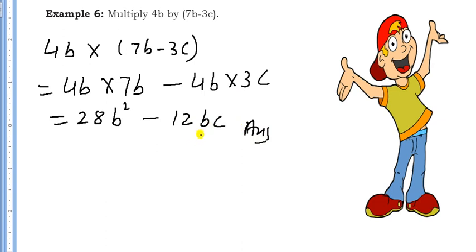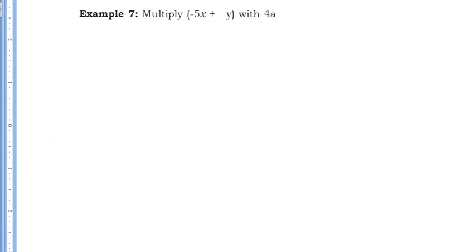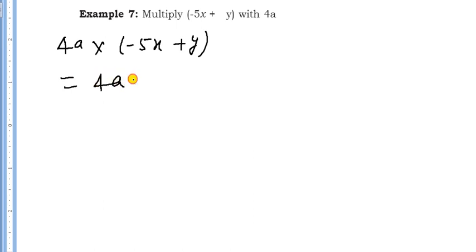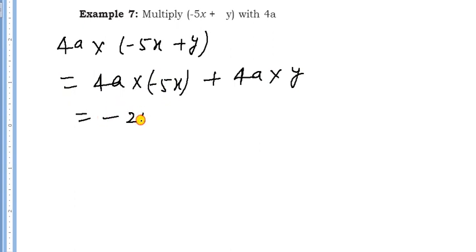You can see that the answer is very good. Now example 7. Multiply this with 4a. So you have to write 4a into minus 5x and plus y. What will happen in this? 4a multiplied to minus 5x and plus 4a multiplied to y only. So it becomes minus 5 fours are 20, and here is a and x, so minus 20ax, plus 4ay. So that is your answer.